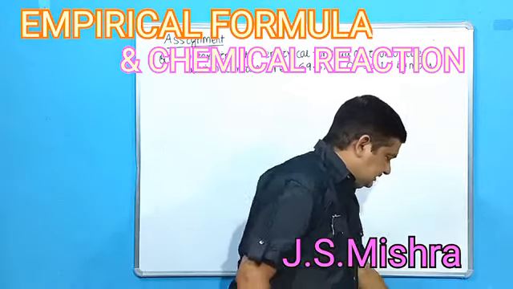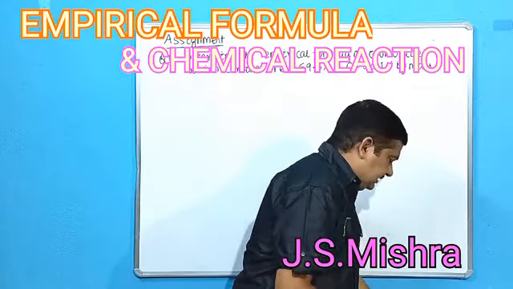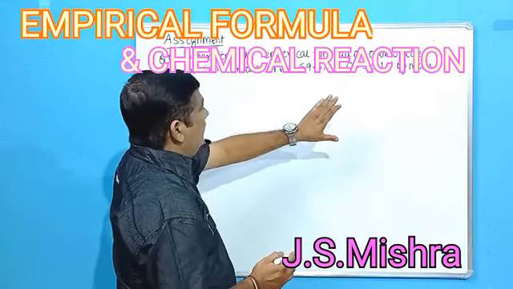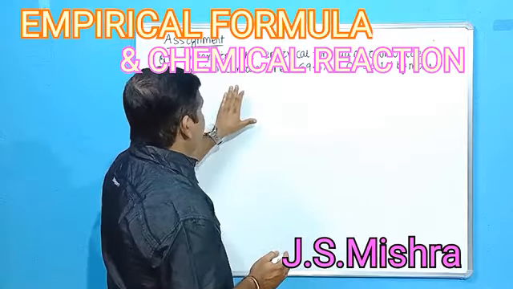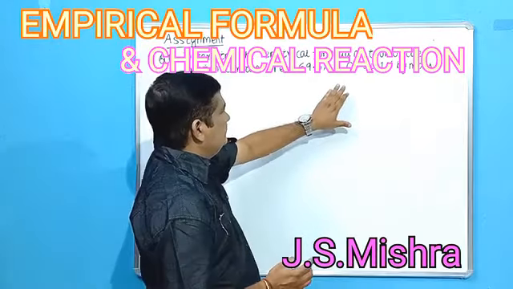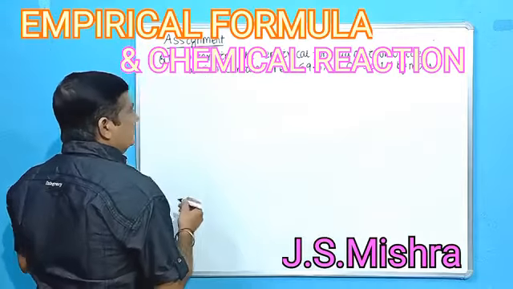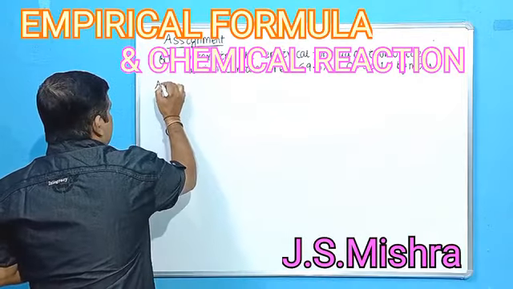So first let us solve the numericals given in the last class. Coming to question 1, determine the empirical formula of iron oxide which contains iron 69.6% and oxygen 30.1% by mass. Then we will start with the columns.